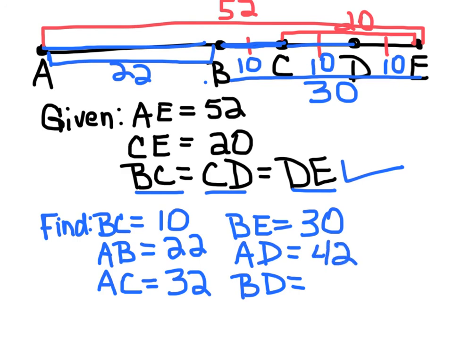Now B to D, segment BD. We start at B and finish at D, and each of those segments is 10. So we do segment addition: 10 plus 10 is 20. Okay, so segment addition is very simple. It is just simply adding the length of the segments together.